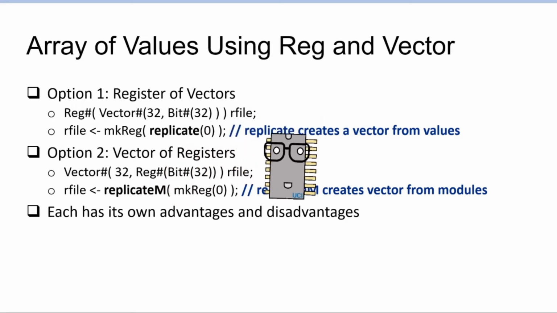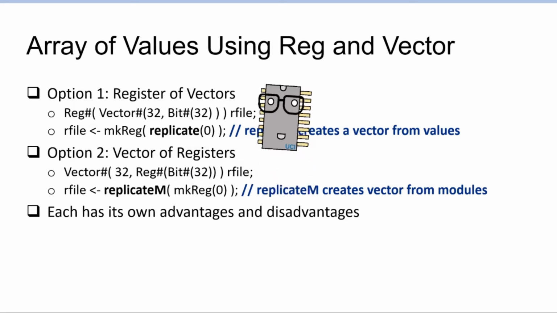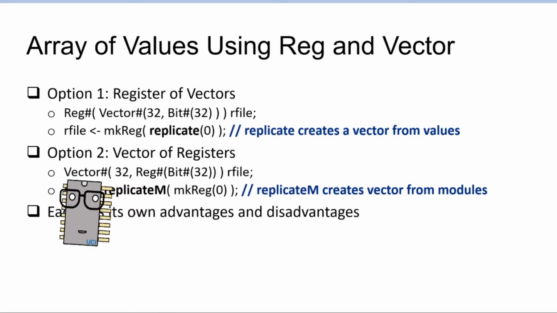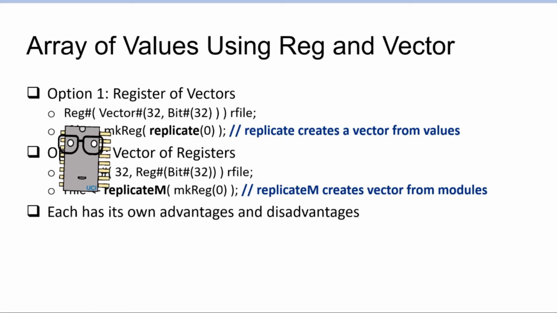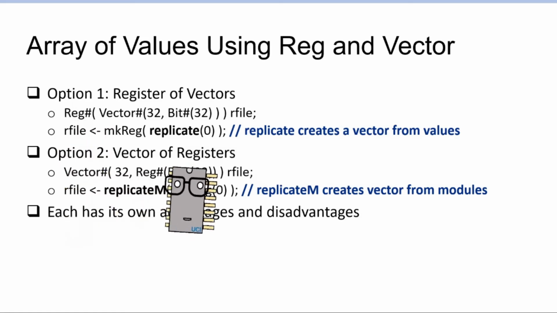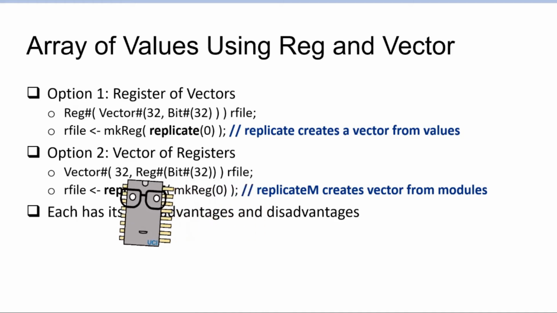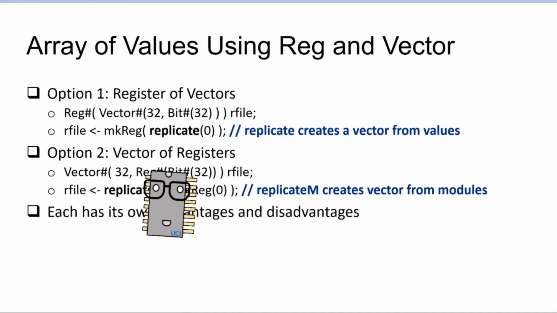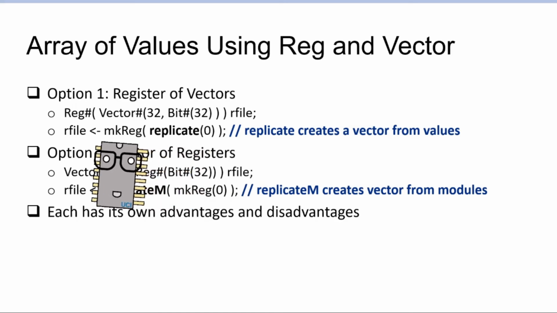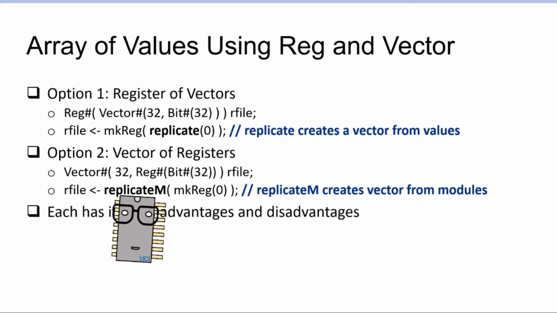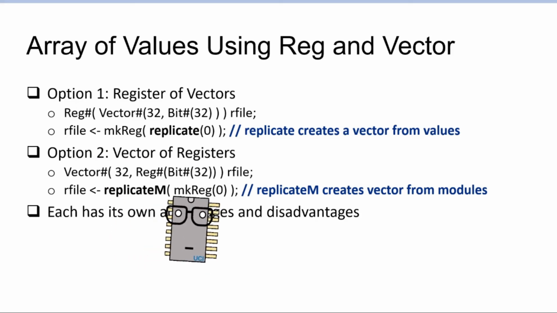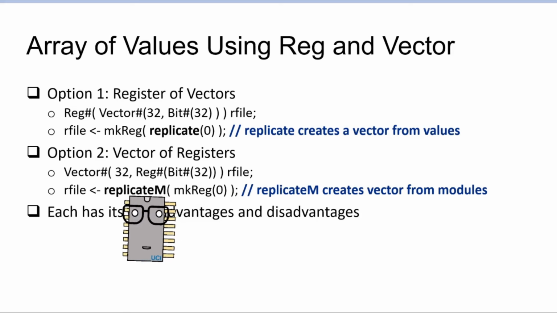A second option is using a vector of registers instead of a register of vectors. So in this case, instead of creating a register first, I create a vector first. So this rfile variable name now represents 32 registers, each with 32-bit values. So here, instead of doing replicate inside the makeReg module, I can do replicateM, which is pretty much replicate modules.